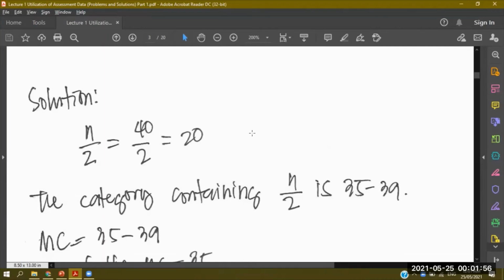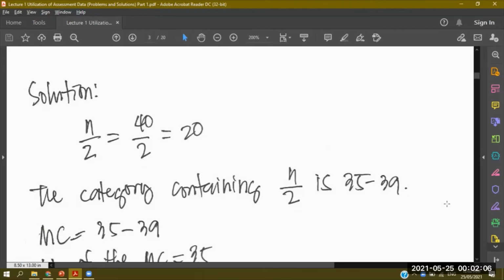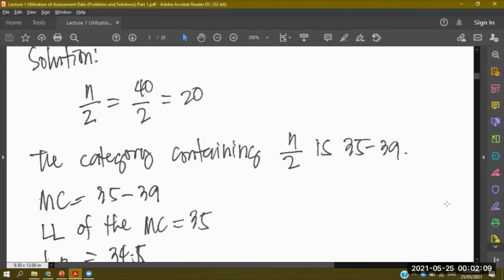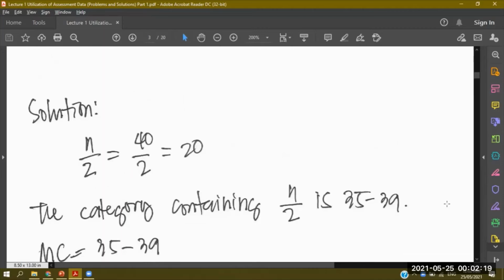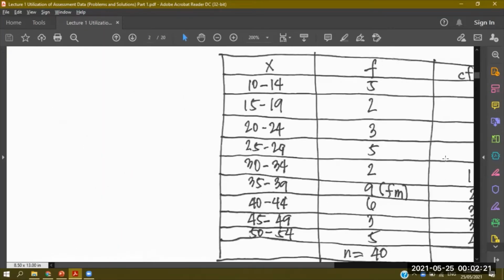Okay, so we have to solve n over 2. So n is equal to 40 divided by 2, you get 20. Okay. So anong gagawin natin sa 20? The category containing n over 2 is 35 to 39. Sir, paano po namin malaman yung 35 to 39? Na wala naman po doon sa value natin yung tinatawag natin 20.